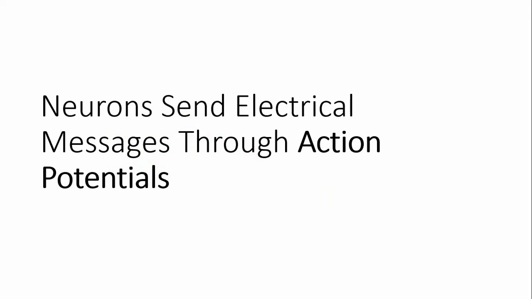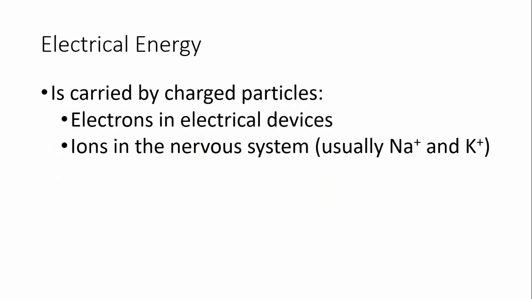So let's talk about these signals that neurons send. Neurons send messages electrically. You can carry electrical energy in several different ways. In your devices, like whatever you're watching this presentation on, those electrical signals are carried by electrons. On the other hand, in your nervous system, you don't have a bunch of electrons flowing around. Instead, you have these charged particles, these ions, usually sodium and potassium, although calcium and chloride can have important roles as well. So when these charges move, that carries electrical energy and that causes an electrical current, basically.